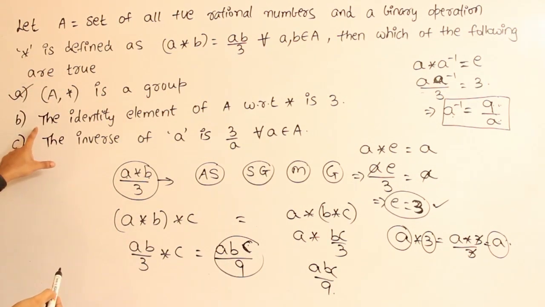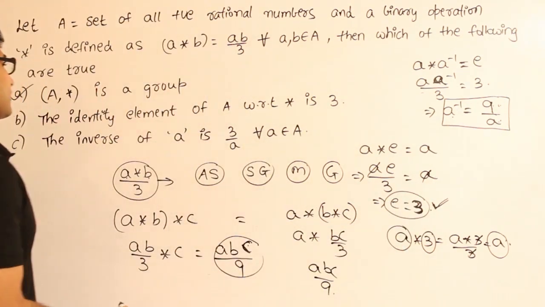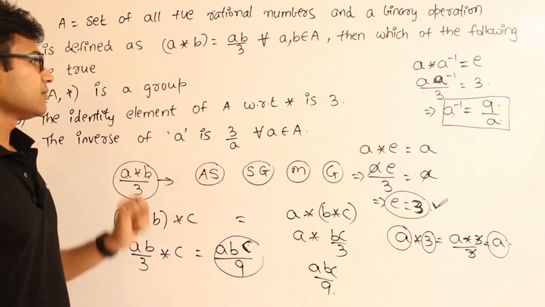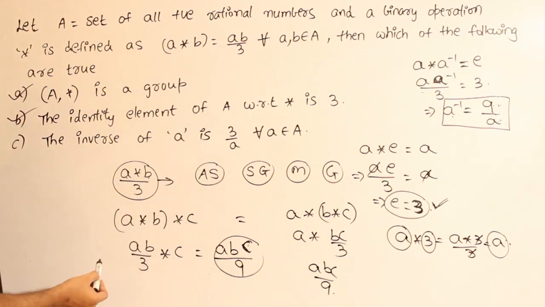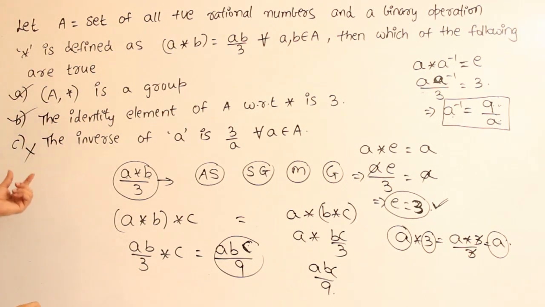Now the next statement is: the identity element of A with respect to star is 3. Yes, the identity element is 3. Okay. Yes, the inverse of A is 3 by A, but actually it is 9 by A. Inverse is 9 by A, therefore it is false. So the first two are true and the third one is false.